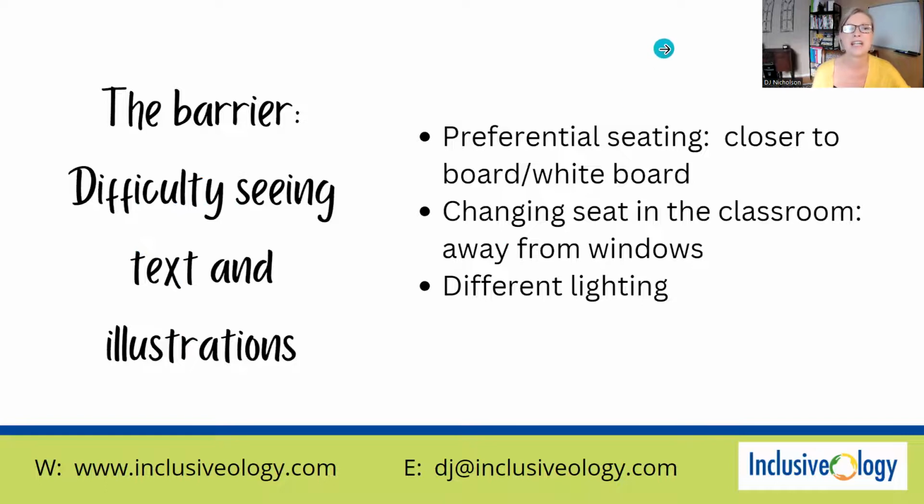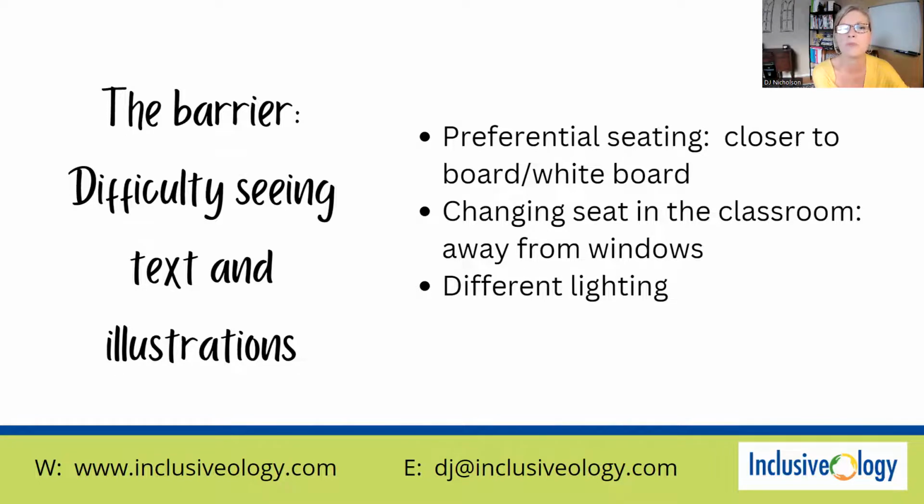All right, the next barrier is difficulty seeing the text and difficulty seeing illustrations. So this also goes back to that preferential seating. Preferential seating does not mean that a child is sitting right next to the teacher. Sometimes they just need to be closer to the board or to the whiteboard or to any display that the teacher might have. That also might mean that they need to be seated next to a peer for support if they need a peer to kind of point to where they're supposed to be in the text or point to an illustration.